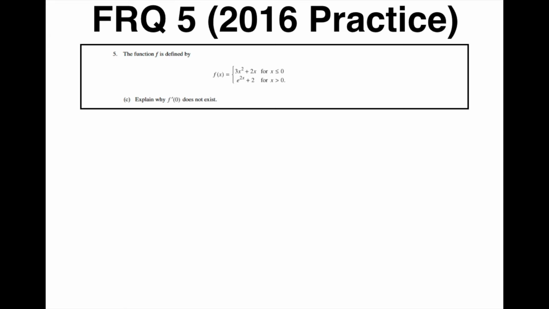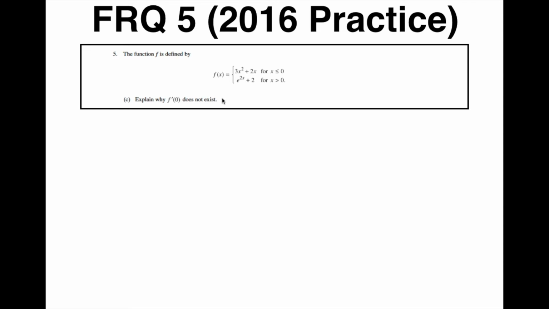Question C. Explain why f prime of 0 does not exist. I mentioned at the beginning that as soon as you see a piecewise function, you should automatically assume that several of the questions are going to be related to whether the function connects at x equals 0. So question A was, is it continuous at x equals 0? And question C is basically, is it differentiable? They even give you a hint.